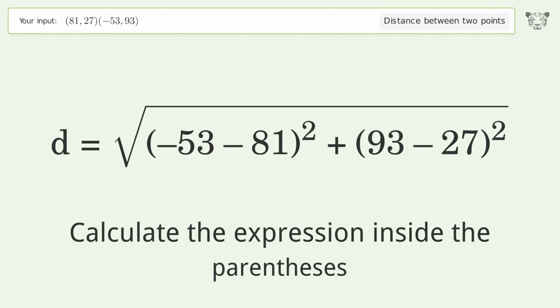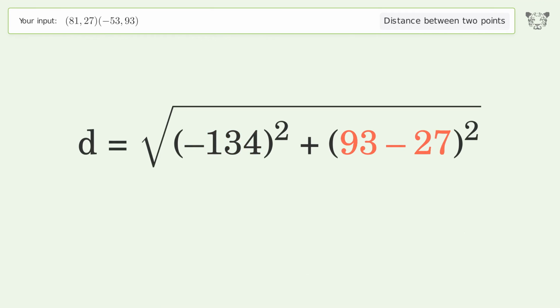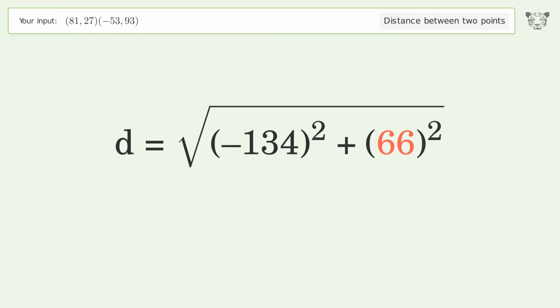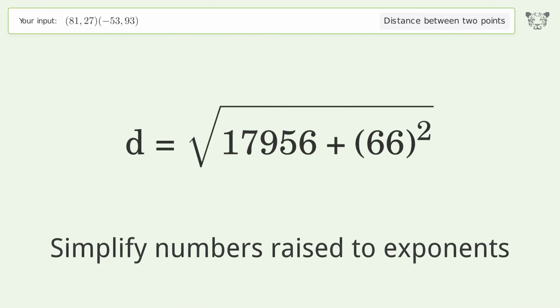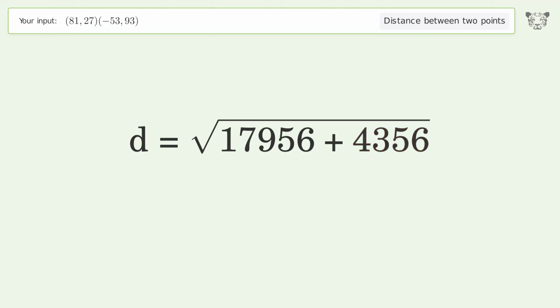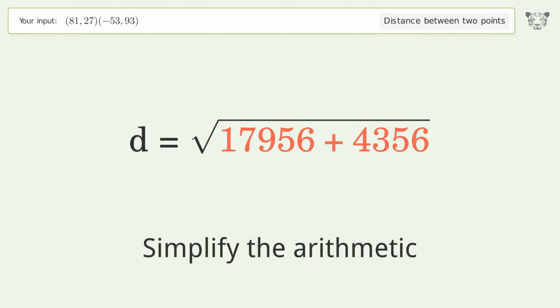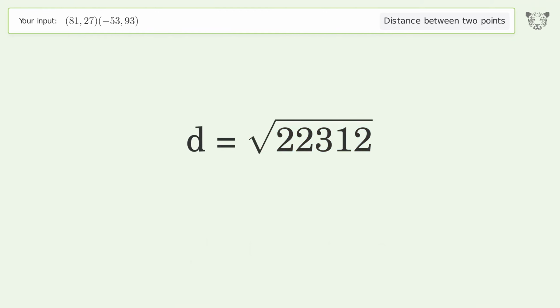Calculate the expression inside the parentheses. Simplify numbers raised to exponents. Simplify the arithmetic. And so the distance between the 2 points is the square root of 22,312, or 149.372.